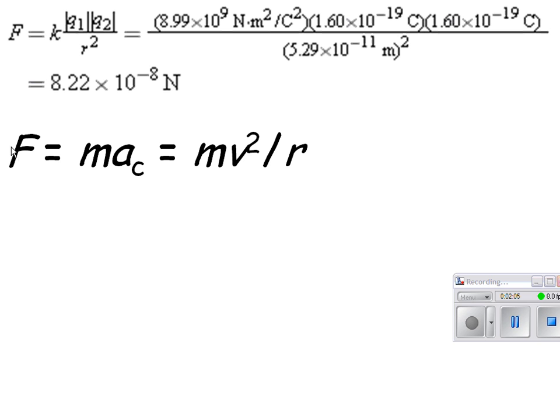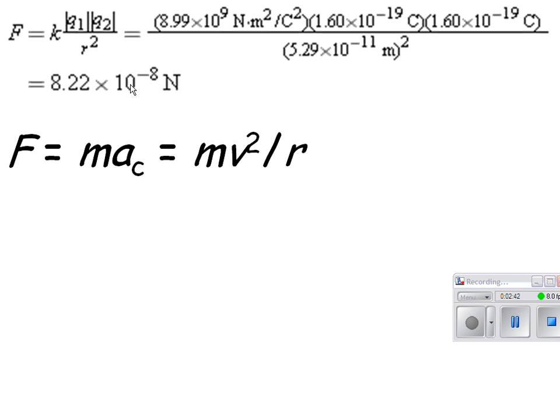The way you would do it is think of this as being a centripetal force, mass times acceleration, which is equal to mv squared over r. Now we know the force is also the electrostatic force, which you can calculate by F equals k Q1 Q2 over r squared. So you plug in your values: your electrostatic constant of 8.99 times 10 to the 9th, your charge of 1.6 times 10 to the negative 19th coulombs, and your other charge of 1.6 times 10 to the negative 19th coulombs, because that's the charge of a proton and an electron. Here's your distance between them, 5.29 times 10 to the negative 11th meters, and that's squared.